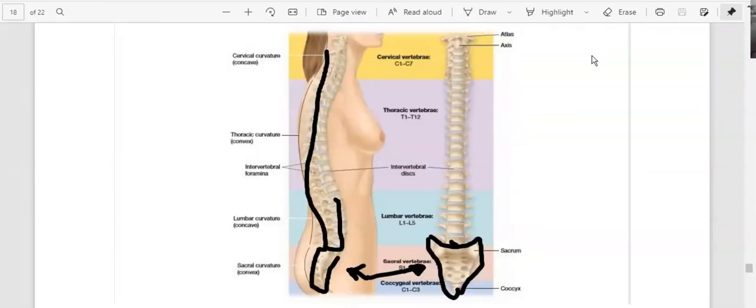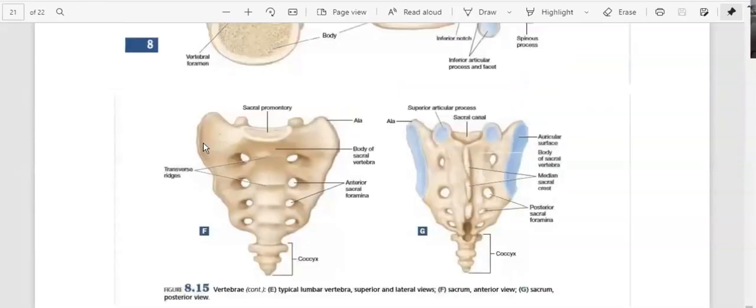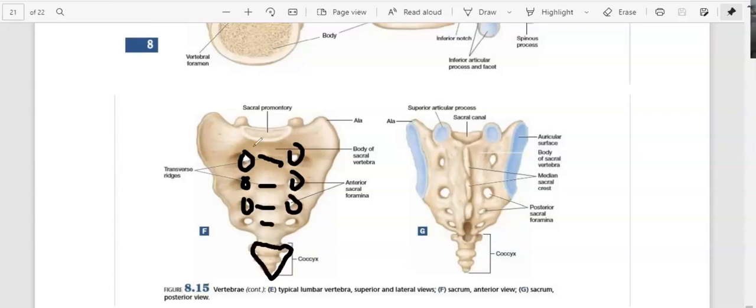If we look at the sacrum, you can see that the sacrum also has certain holes in it. These ones are going to be the sacral foraminas. Connecting the foraminas, we're going to have some lines in here that are going to be called the transverse ridges. Below the sacrum, you're going to have another bone right here, which is going to be called the coccyx. At the very top, you're going to have the sacral promontory. This is the anterior view.